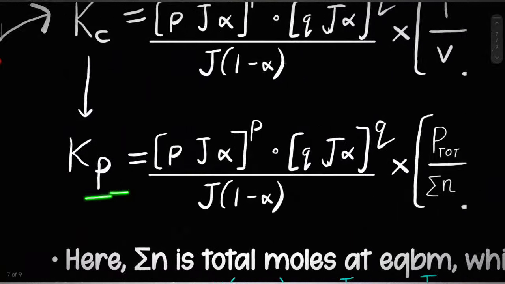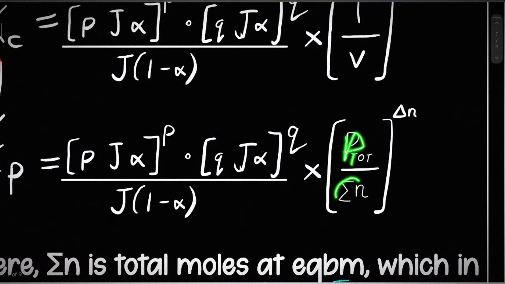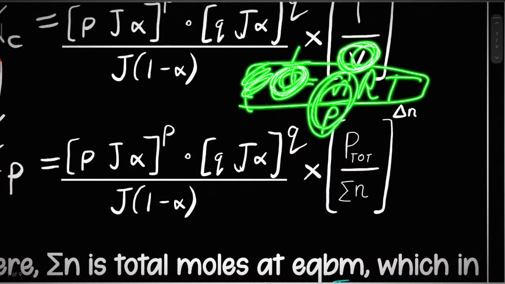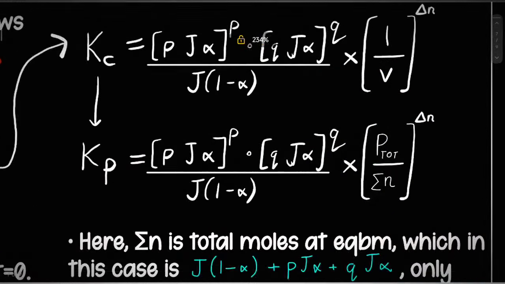And if you are dealing with Kp, you just multiply the total pressure upon the summation of gaseous moles raised to power delta N. And how do I remember this? PV is equal to nRT. So if you remember that V is at the bottom in Kc, then it's no issue for you to understand that, and if I do 1 upon V, this will turn into P by N. So P by N is here. It comes directly from the ideal gas equation.